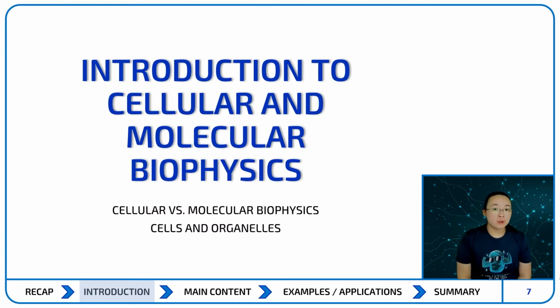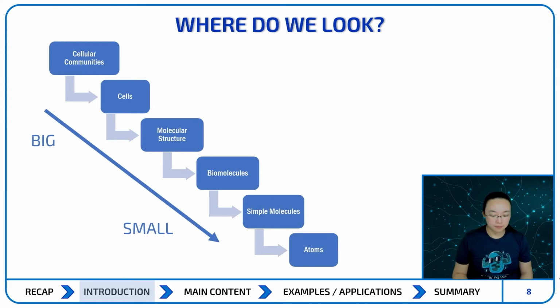So first, we're just going to go through an introduction to cellular and molecular biophysics. I want to go through where this field is in terms of a size scale, and then go through why cells and organelles would be important. So over here, I have this diagram, and it goes from large to small. So what exactly is cellular and molecular biophysics? Before we answer that, we want to take a look at their relative size to each other.